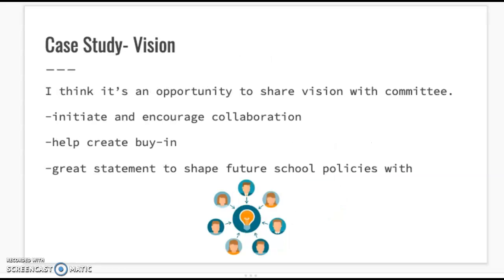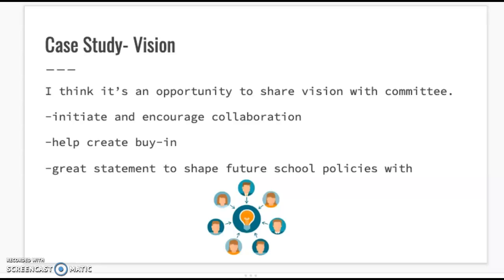So specifically to this case study, I think that sharing a vision statement is an opportunity for Susan to share with the committee. She was hired, there were a lot of applicants, and she was hired with her unique suburban background coming to the rural area. It's her first chance to make an impression and guide the committee.